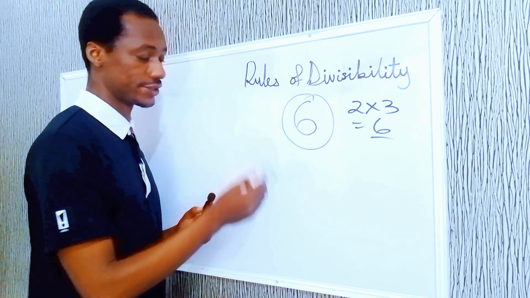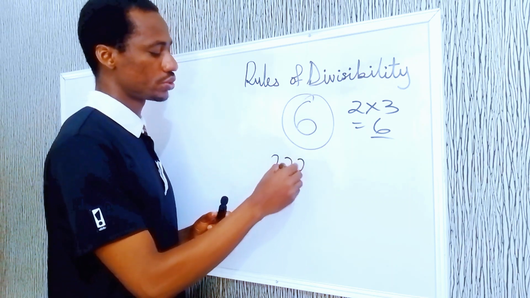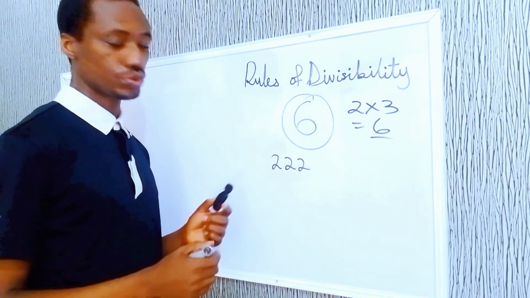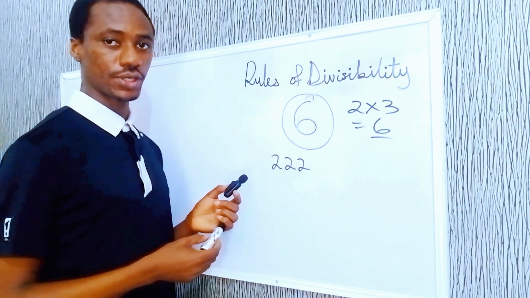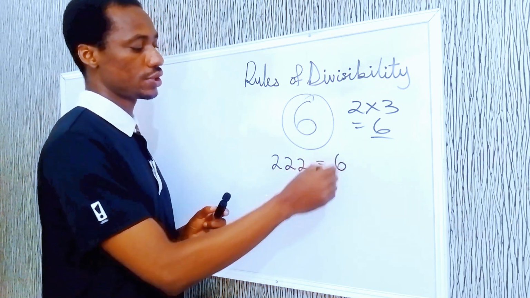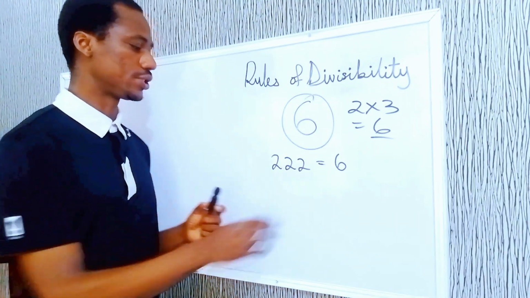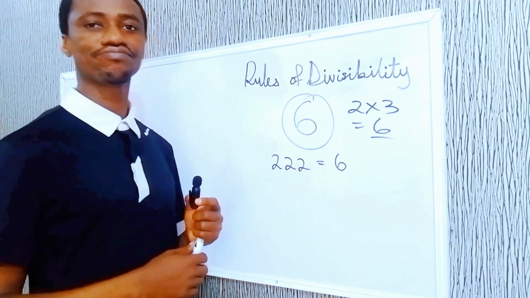So for example, if you have 222, it is an even number, and then if you sum the digits together, you have 2 plus 2 plus 2, and that will give you 6, and 6 is a multiple of 3, right? So this number is divisible by 6.